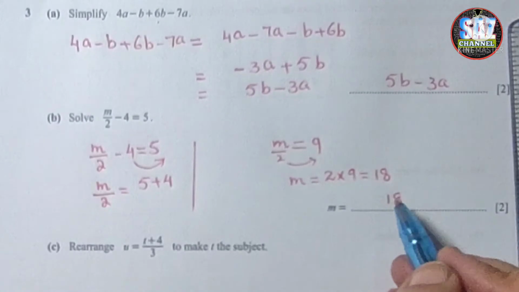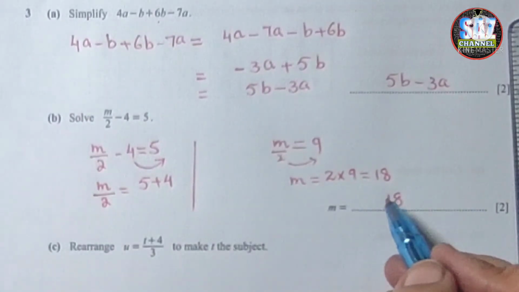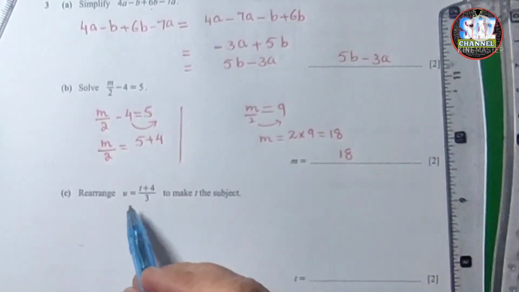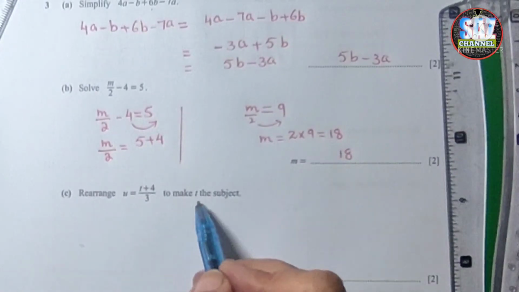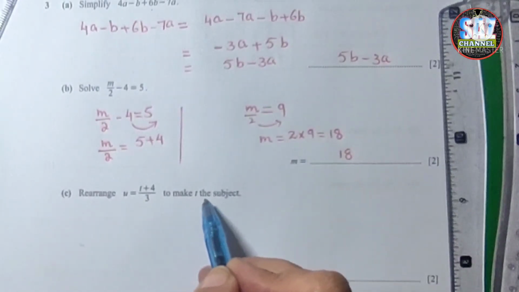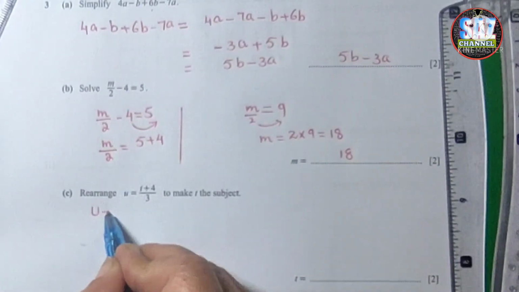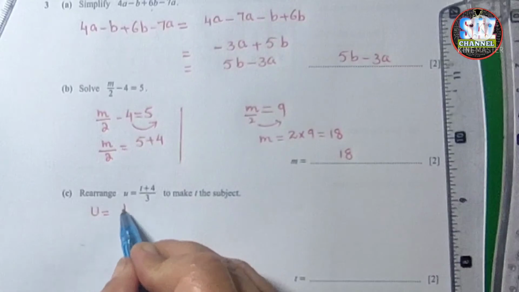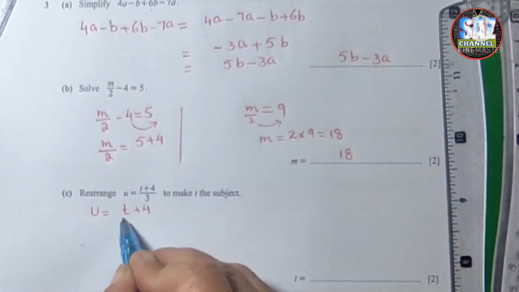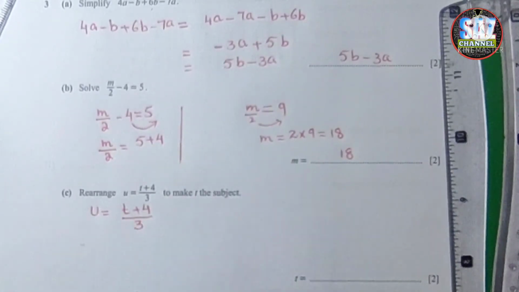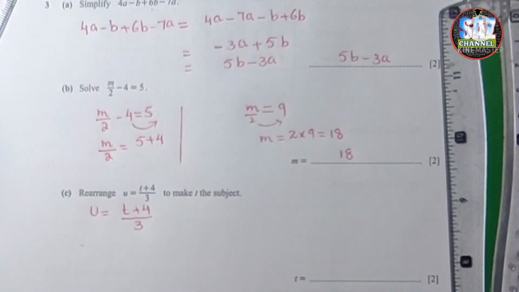m equals to 18. And now the question says rearrange u equals to t plus 4 by 3 to make t the subject of formula. Okay, recall the concept of subject of formula from your D2 lessons. t plus 4 by 3, the letter that we want to make the subject of formula, we have to isolate that letter. We have to keep that letter alone. That letter has to be the only letter on one side of the equation.